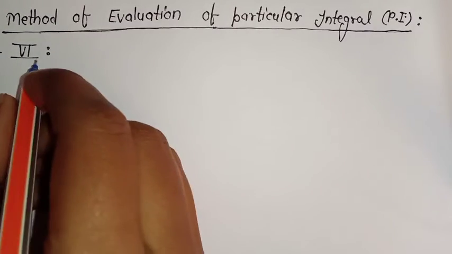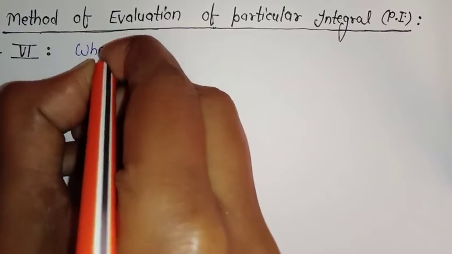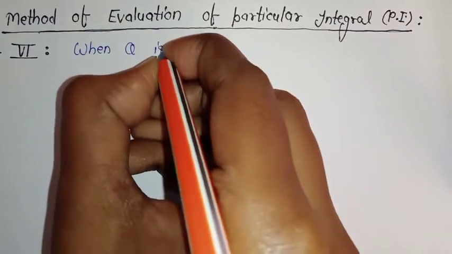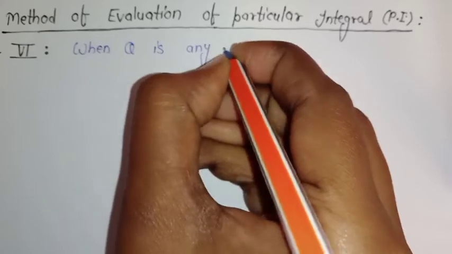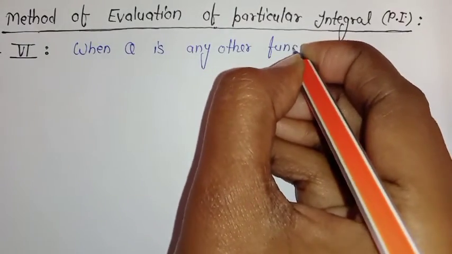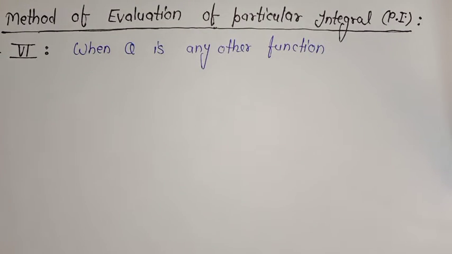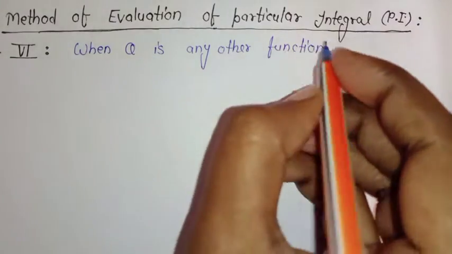In this method, we will discuss when q is any other function of x, like it is not trigonometrical. If it is trigonometrical, then it is not sin ax or cos ax. That is, q is any other function of x.